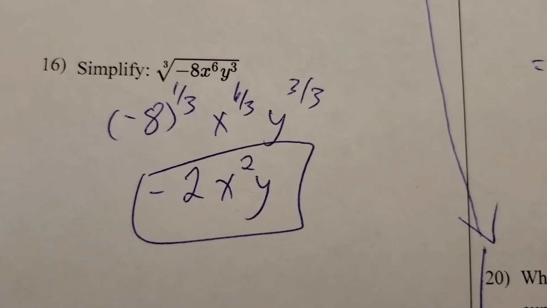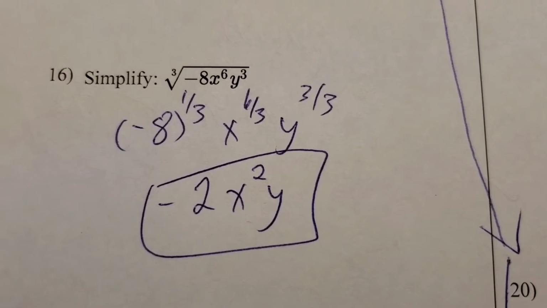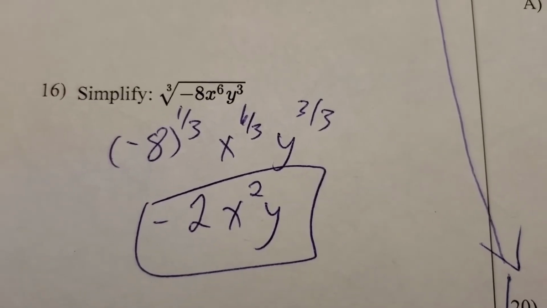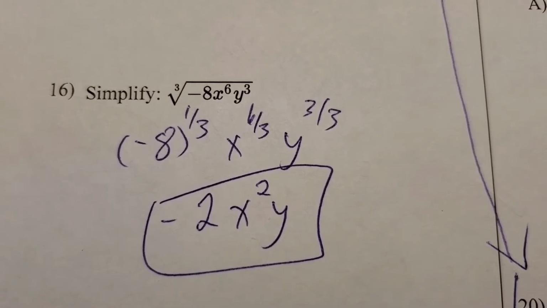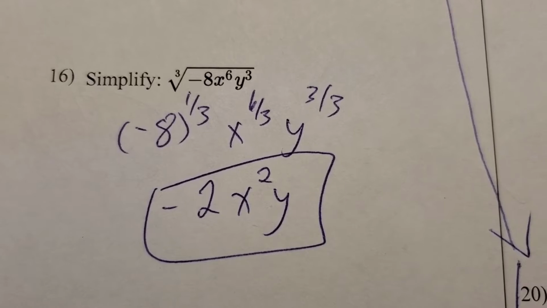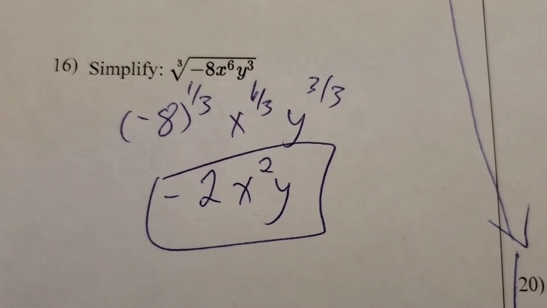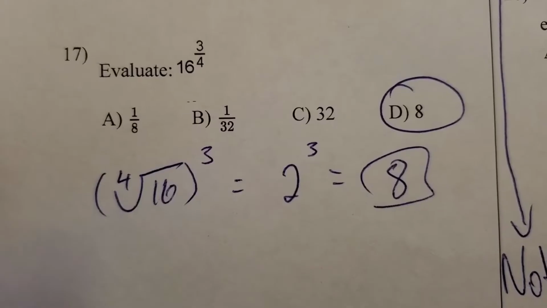All right, then we raise our 6. X to the 6 becomes x to the 6 over 3 because it's got an index of 3. And our y cubed becomes y to the 3 over 3. So it's negative 2. 6 divided by 3 is 2. That's why it's x squared. And 3 divided by 3 is 1. That's why it's just y. So it's negative 2 x squared y.